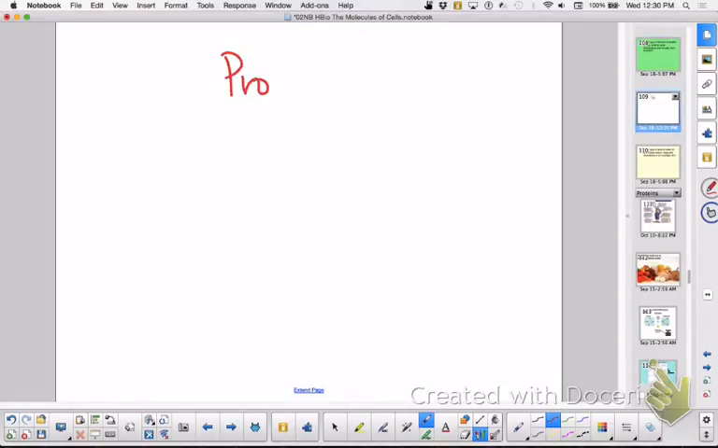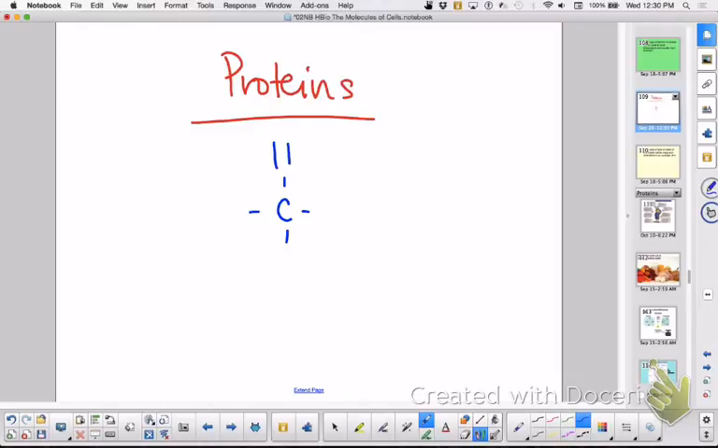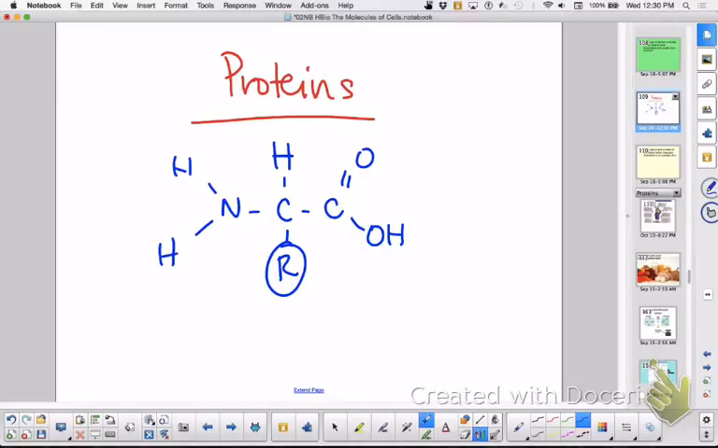Proteins. What are proteins built out of? Amino acids. So amino acids have a central carbon, yes? What else do they have? They have a hydrogen. What else? An R group, down here, yes. What else? A carboxyl group and an amino group, yes? Now, there are 20 different amino acids because there are what? 20 different R groups. Some of them are hydrophilic and some are hydrophobic, right?